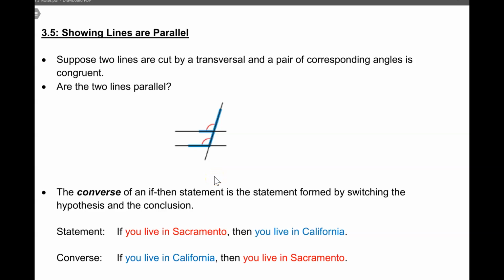Section 3.5 is about showing lines are parallel. So suppose two lines are cut by a transversal and a pair of corresponding angles is congruent. Are the two lines parallel?